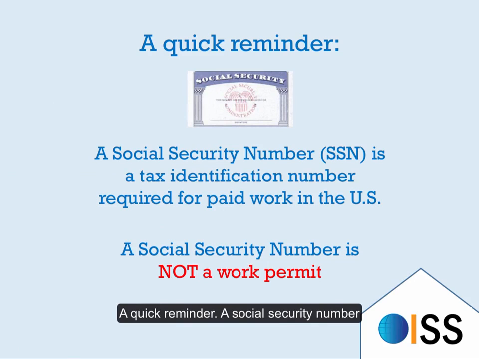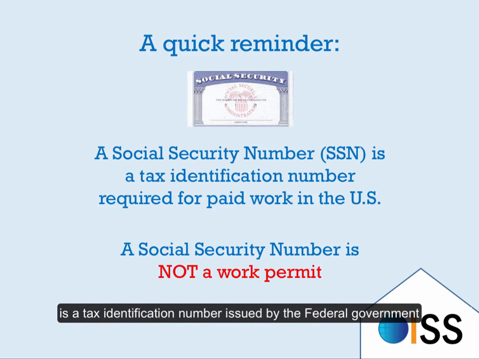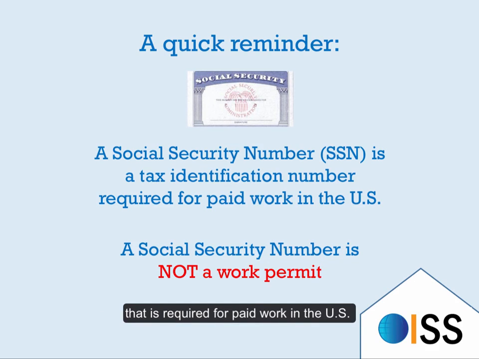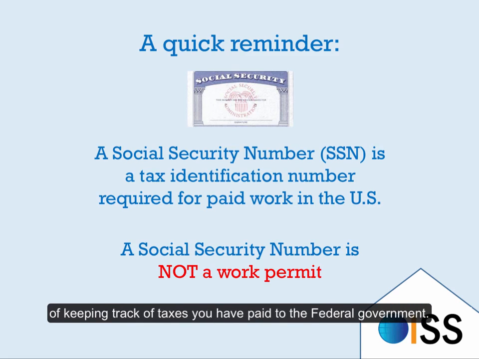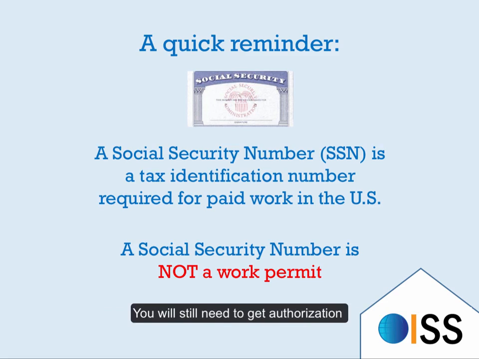A quick reminder, a Social Security number is a tax identification number issued by the federal government that is required for paid work in the U.S. If you receive a Social Security number, it is not a work permit. A Social Security number is just a way of keeping track of the taxes that you have paid to the federal government of the United States. You will still need to get authorization from OISS before beginning employment.